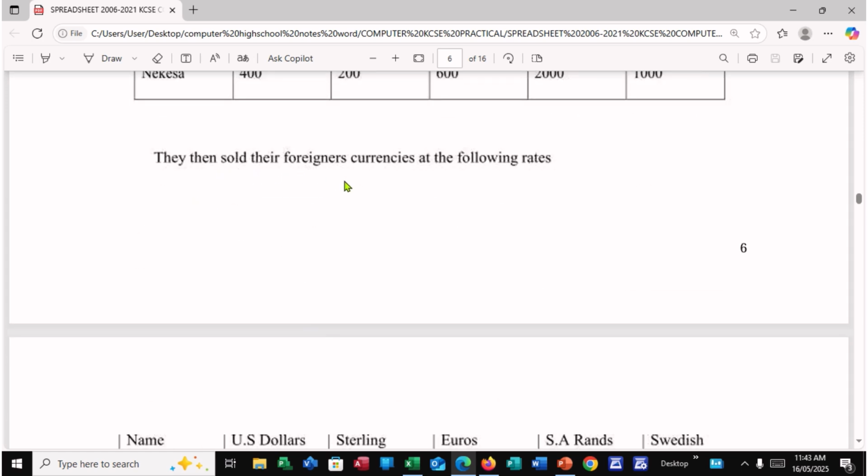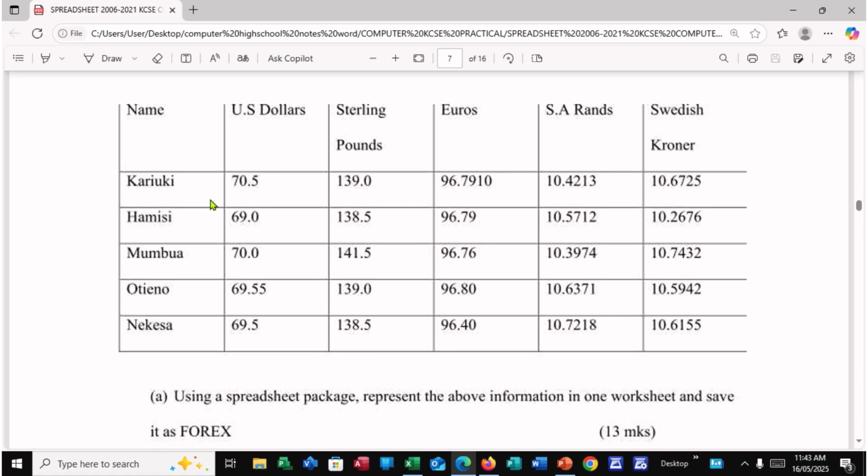So they then sold their foreign currencies at the following rates. Each one of them sold at different or varying rates. Karaoke: US dollar 70.5, sterling pounds 139, euros 96.7910. In South African rand, he sold at 10.4213, and the Swedish krona, he sold at 10.6725. The same is for Hamisi, as you can see. Kcse sold at 69.5, sterling pounds at 138.5, 96.40 for the euros, 10.7218 for the South African rands, and 10.6155.